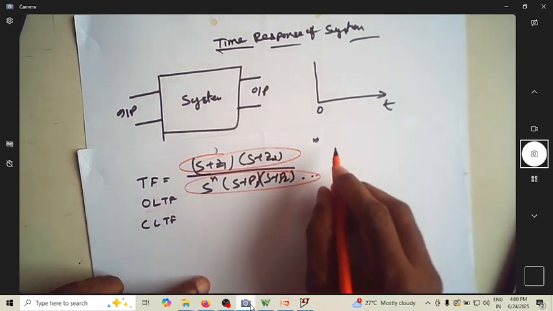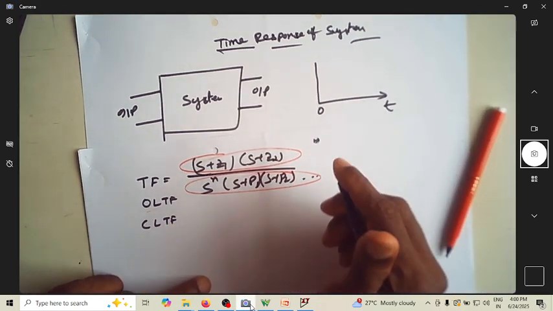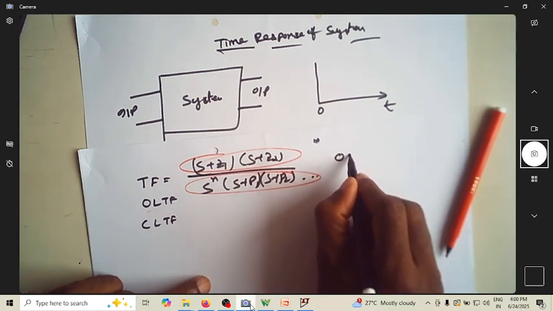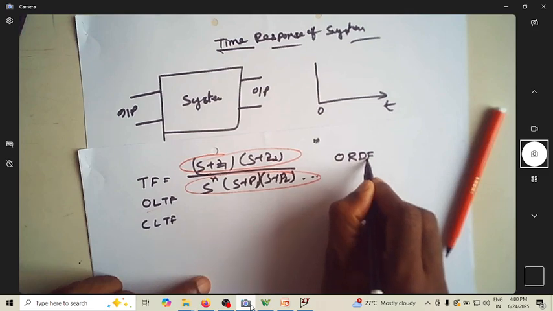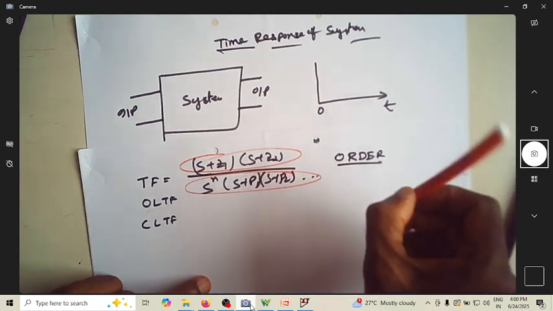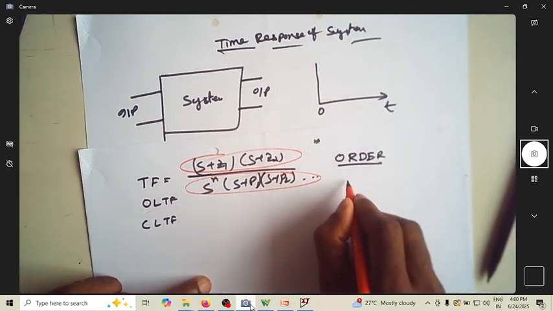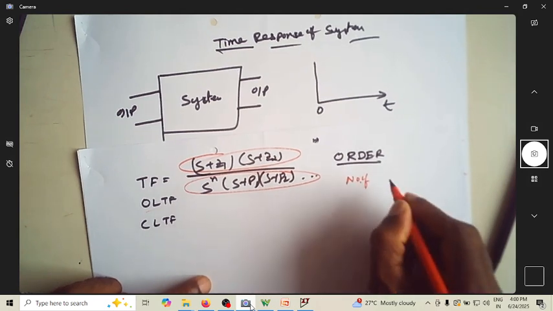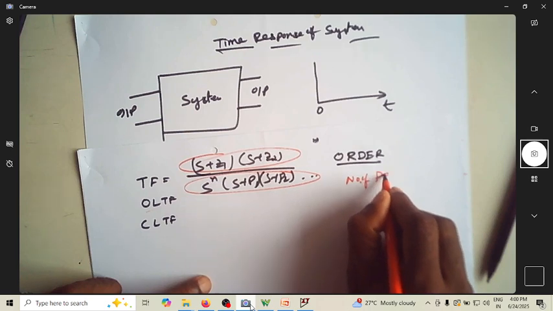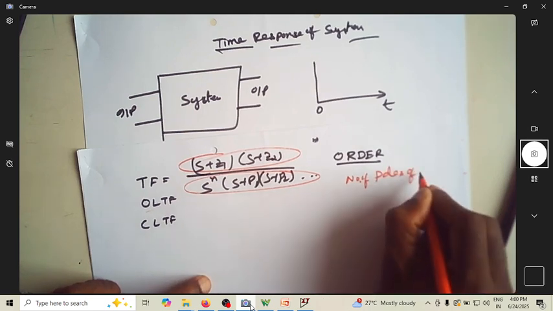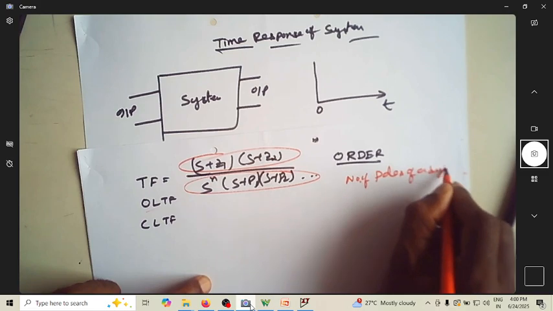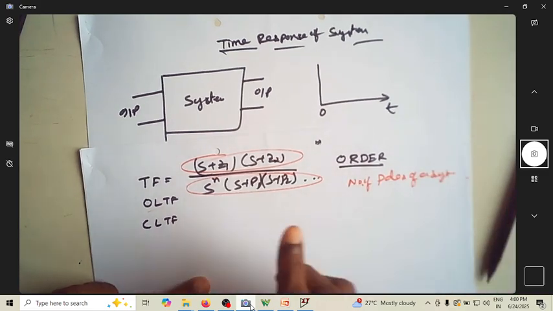Now we shall define two parameters. What is the order of a system? The order of a system is nothing but the number of poles of the system.